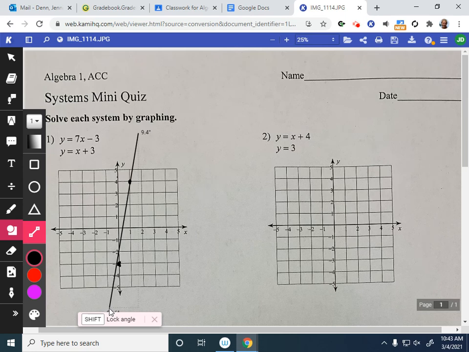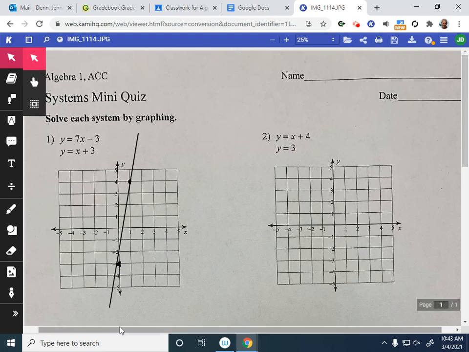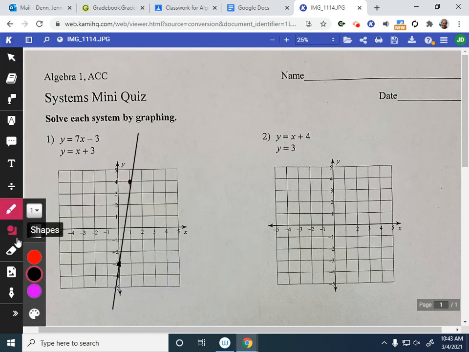When you graph a line, you see it went through that top point well, but not the bottom. Press select and move the bottom of that line over a little bit. There we go. Okay, let's do the other one.